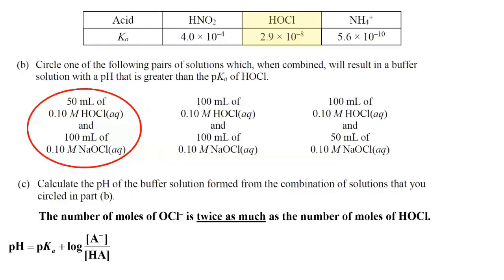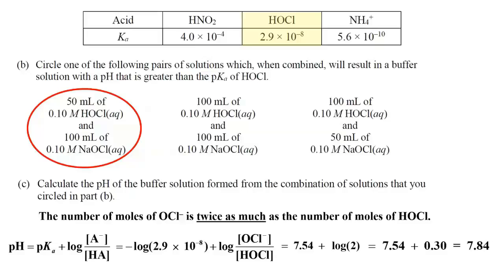Now, to get the pKa, we have to take the negative log of the Ka. So that's given to us in the table. The negative log of 2.9 times 10 to the negative 8 will give us the pKa. And as far as the ratio, it should be 2 to 1. So it's going to be 7.54, which is the negative log of 2.9 times 10 to the negative 8, plus the log of 2. That's going to give us our final answer if we do this calculation. 7.54 plus the log of 2. That gives us 7.54 plus 0.30. And our final answer, the pH, is 7.84.